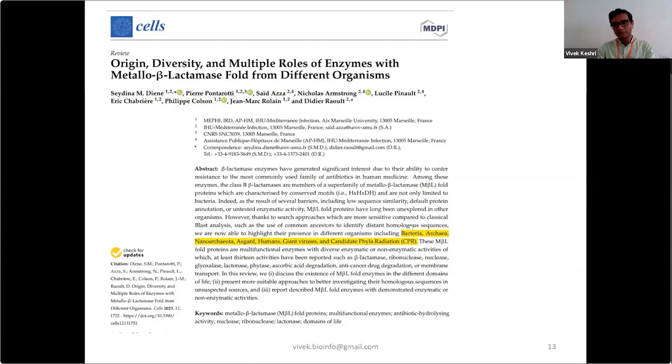And now the beta-lactamase enzyme is present not only in bacteria, but in archaea, nanoarchaeota, humans, even in giant viruses also. So previously beta-lactamase was well known in the bacterial domain of life, but nowadays beta-lactamase is known in different domains of life, like eukaryotes, archaea and metagenomes.